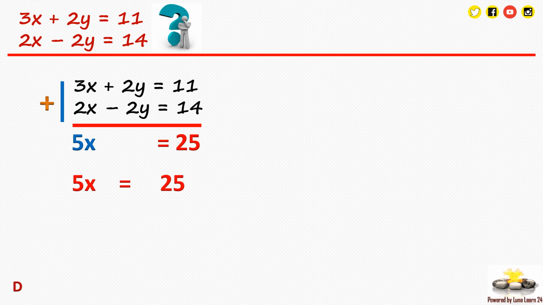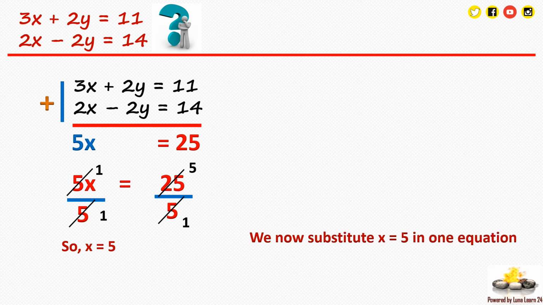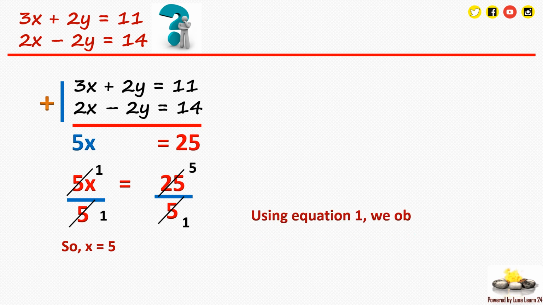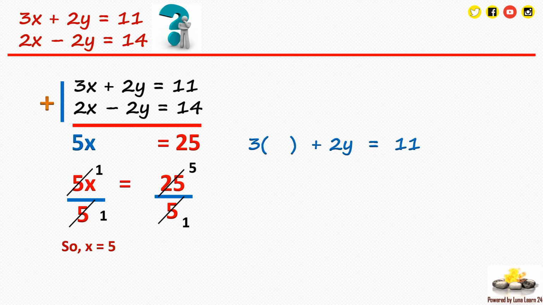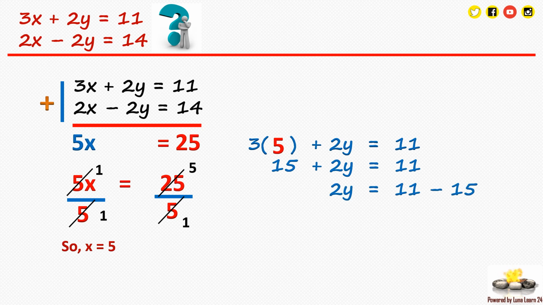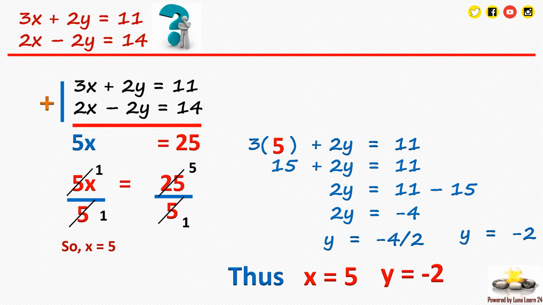Now, dividing both sides by 5, 5x divided by 5 gives us x, and 25 divided by 5 gives us 5. So x equals 5. We now substitute x equals 5 in one of the equations. Using equation 1, we obtain 3 times the value of x, which is now 5, plus 2y is equal to 11. So 3 times 5 is 15, plus 2y equals 11. 2y equals 11 minus 15, and 2y equals minus 4. y will be equal to minus 4 over 2, which is minus 2. Thus, x equals 5 and y equals minus 2.